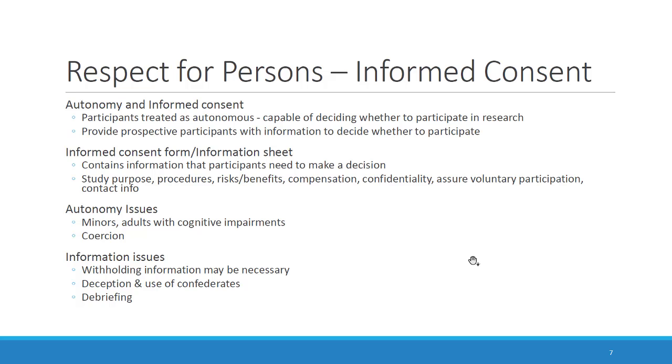In terms of information issues, withholding information may be necessary in some studies. We call this deception, and it may also involve the use of what we call confederates in an experimental study. When deception is required, researchers are also required to do what we call a debriefing, which is to tell participants about the true nature of the study after it's over, I should say.